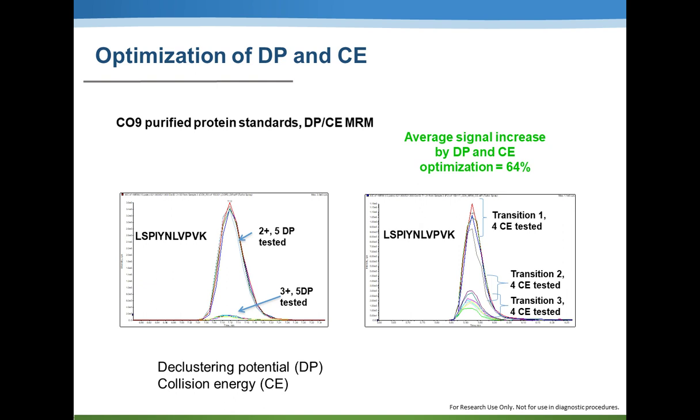Some other groups have reported similar findings, that signal intensity is much more improved when transitions are optimized experimentally than when using those prediction equations.